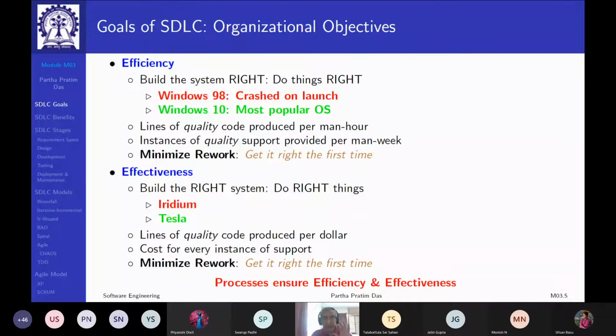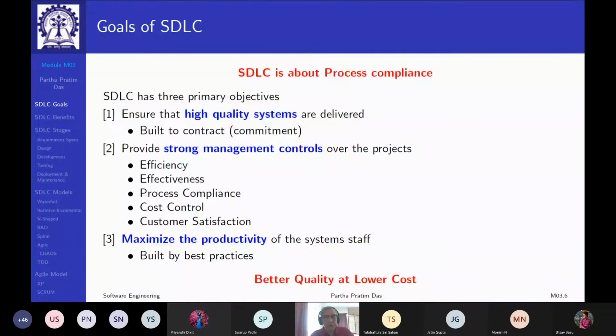So while we talk about SDLC, or for that matter, software engineering in general, we'll always have to keep this in mind, that the efficiency and effectiveness have to be ensured. We have to provide quality product. We have to be productive, not make many mistakes, and do everything right and do the right things. So SDLC is primarily about process compliance. In specificity, it has three objectives.